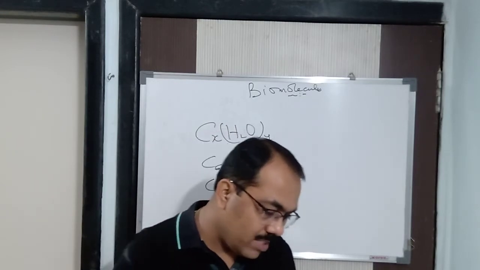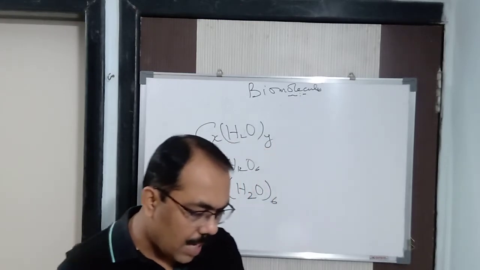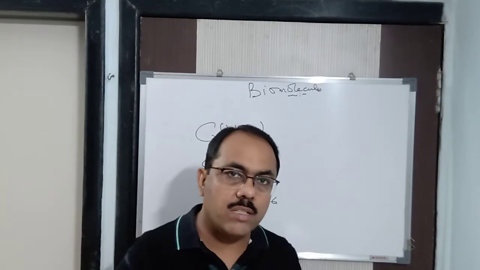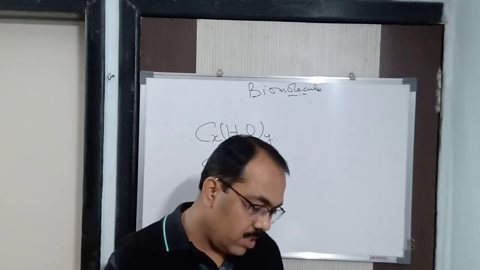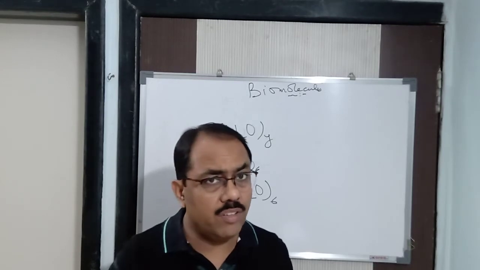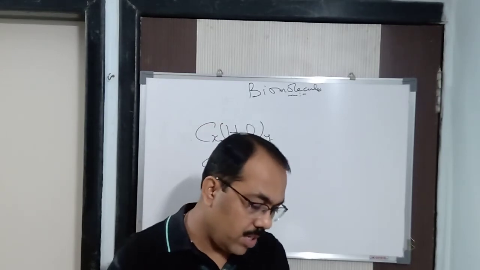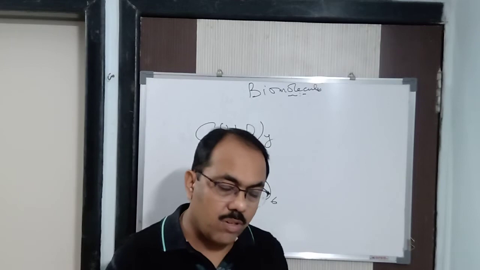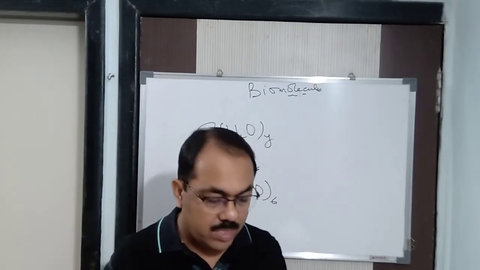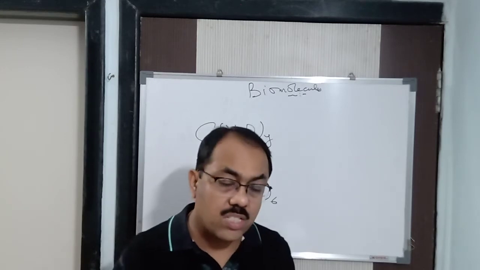Similarly, we have trisaccharides: carbohydrates which upon hydrolysis furnish 3 units of the same or different monosaccharides are called trisaccharides. An example is raffinose, C18H32O16.